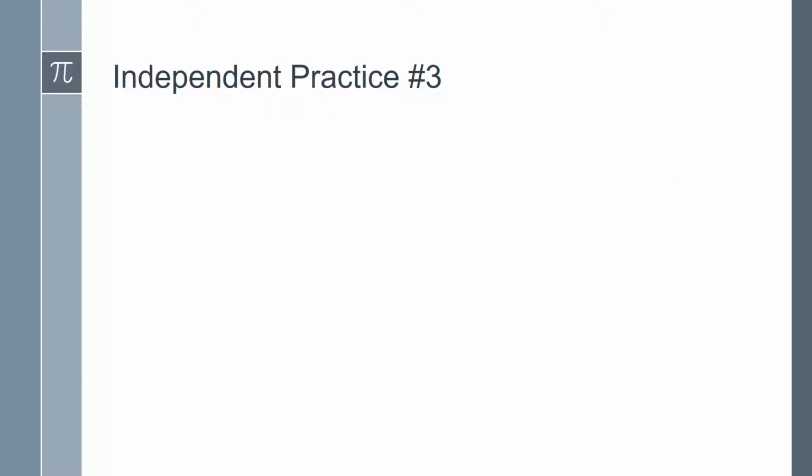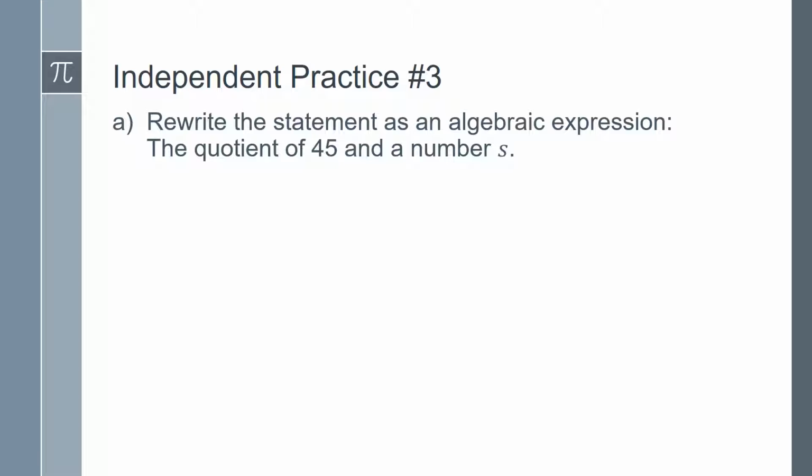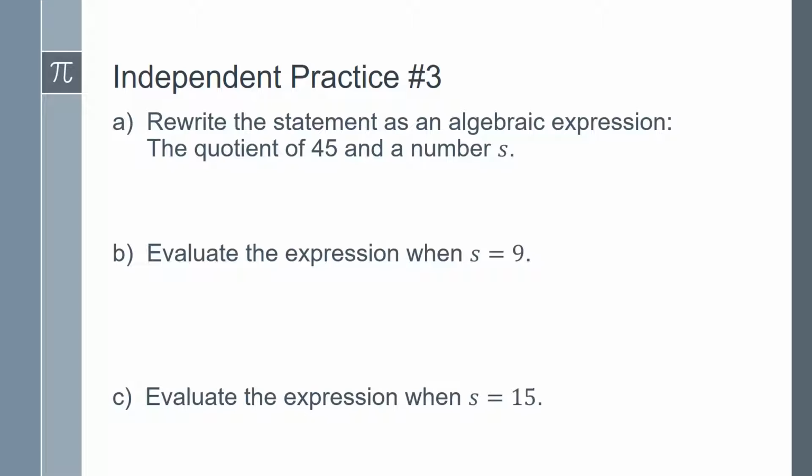Independent practice problem number 3. Rewrite the statement as an algebraic expression. The quotient of 45 and a number s. Part B. Evaluate the expression when s equals 9. Part C. Evaluate the expression when s equals 15. Now is a good time to pause the video to work on this problem if you haven't done so already.